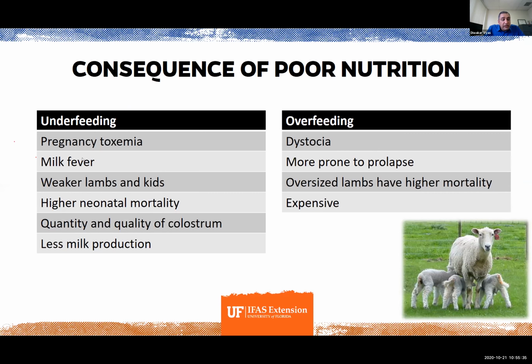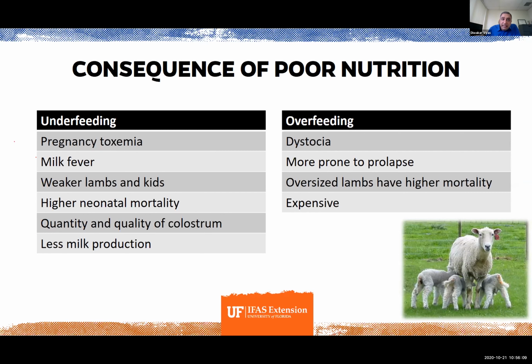Pregnancy toxemia or milk fever. Milk fever is low calcium, or hypocalcemia. Pregnancy toxemia is when there's low blood glucose or energy precursors in the blood, and animals use fat. Using fat for energy generates ketone bodies, and they are toxic, so it can result in pregnancy toxemia. The underfeeding might result in weaker lambs and kids. That means that we are compromising the performance of the progeny.